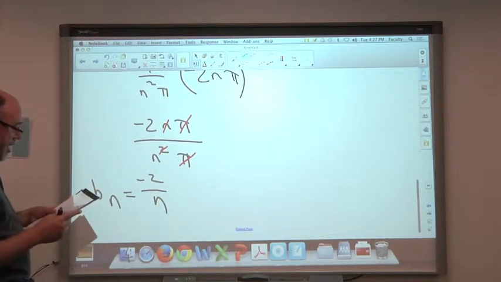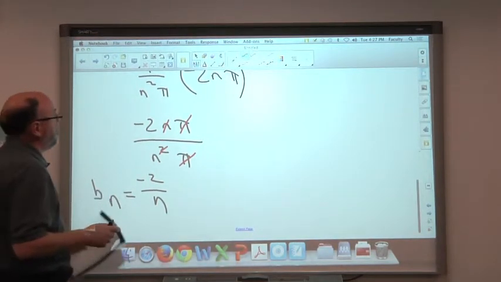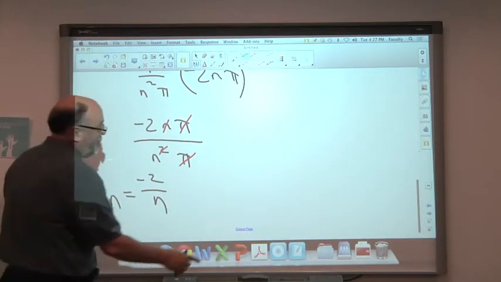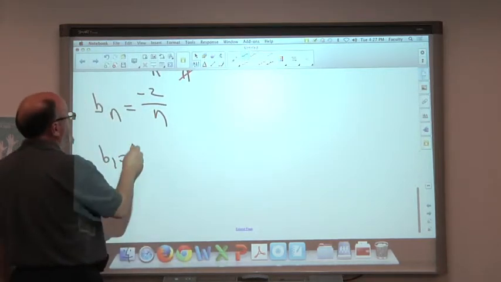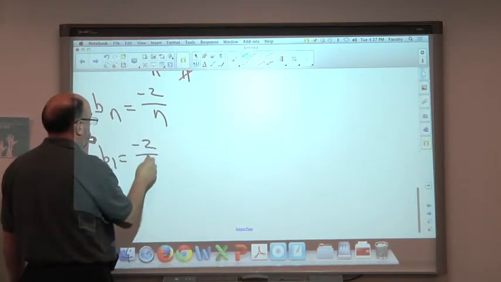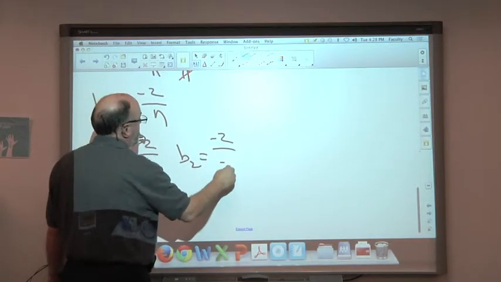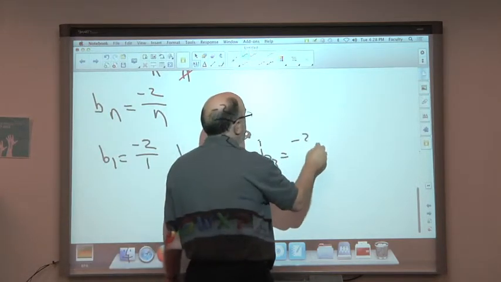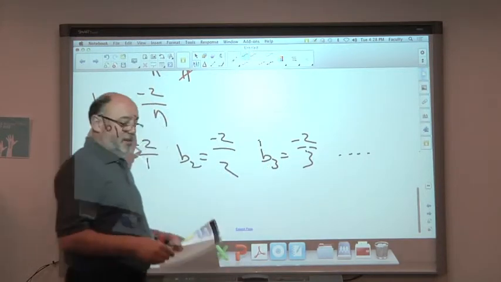So now we can write out our expansion for all this. Because after all, b sub n is given by this, then we would have that b sub 1 is going to be negative 2 over 1. B sub 2 is negative 2 over 2. B sub 3 would be negative 2 over 3. So on, so on, and so on.